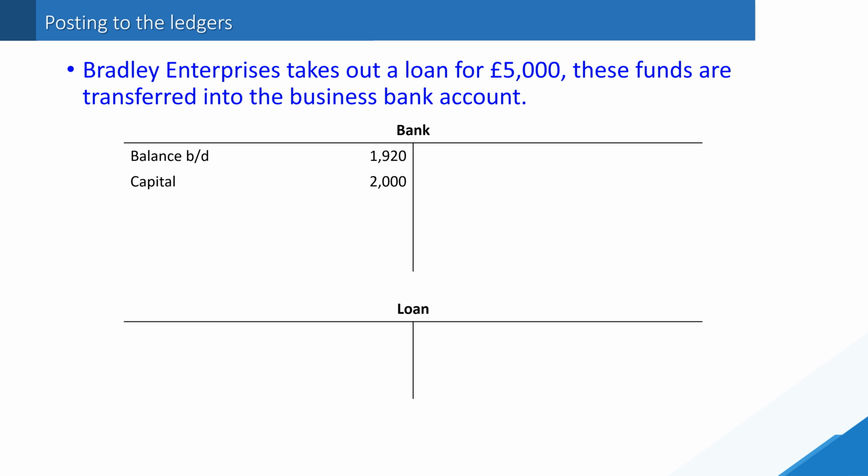Up until now, this business has not undertaken a loan, and therefore in the loan account there is no balance brought down to recognise. A loan has been received of £5,000. This £5,000 will be a debit to the bank to increase the asset of bank, and we will credit the loan account to recognise the liability that the business has.